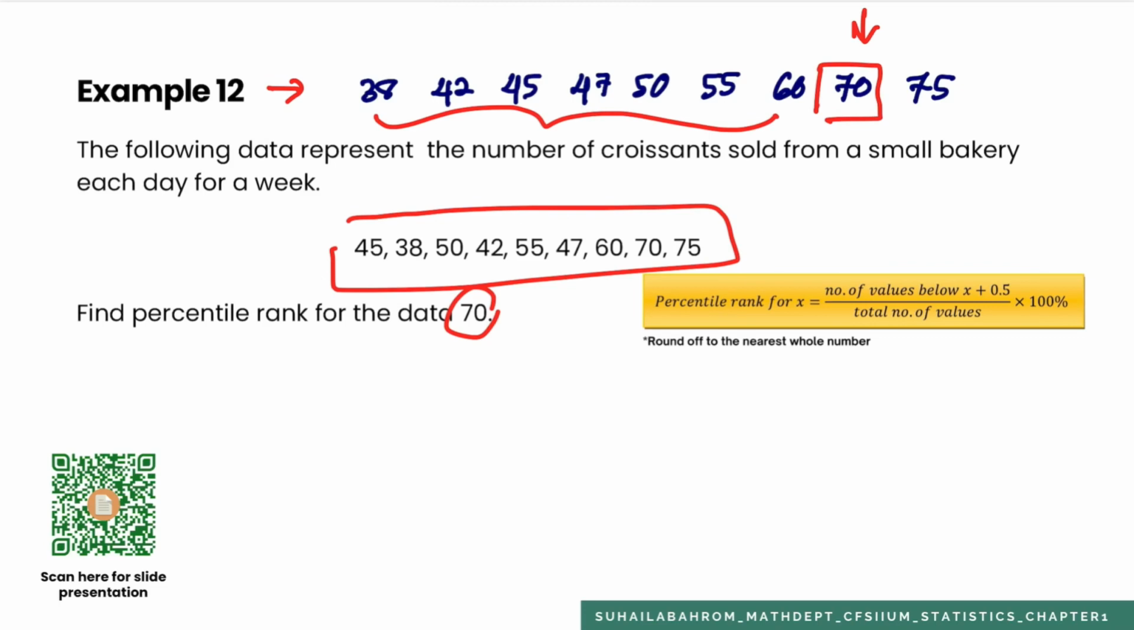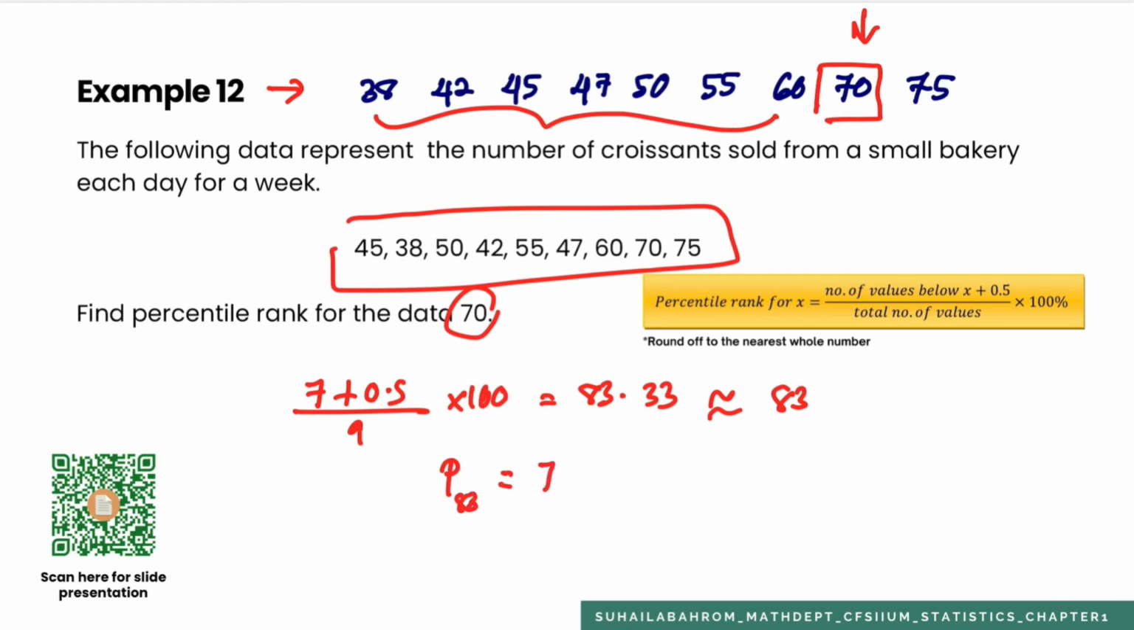So we have 1, 2, 3, 4, 5, 6, 7. So the percentile rank is equivalent to 7 plus 0.5 divided by the total number of data, which is 9, times 100. So you will get 83.33. You cannot leave the answer like this, so you have to round off the value. The answer is 83. So the way you write down the answer: percentile 83 is equivalent to data of 70. This is the final answer, how to get the percentile rank for the ungrouped data.